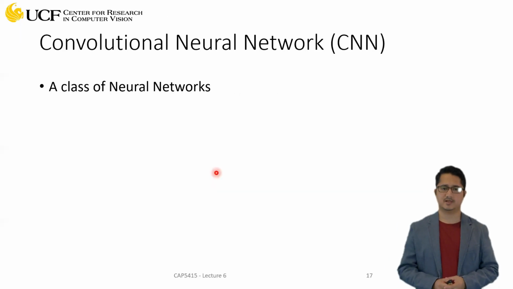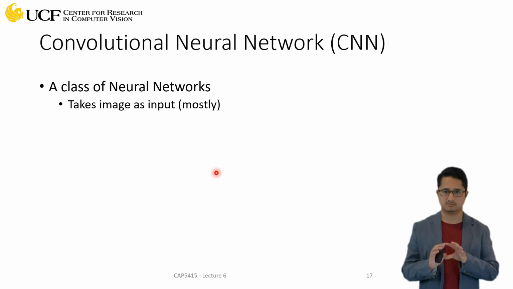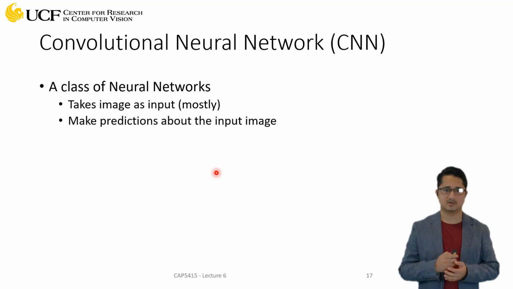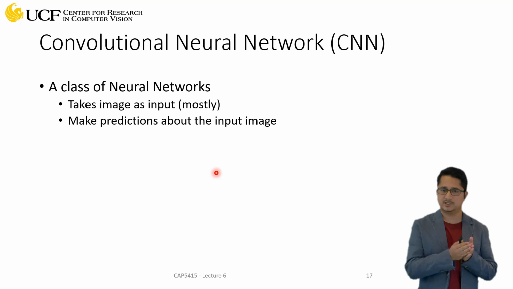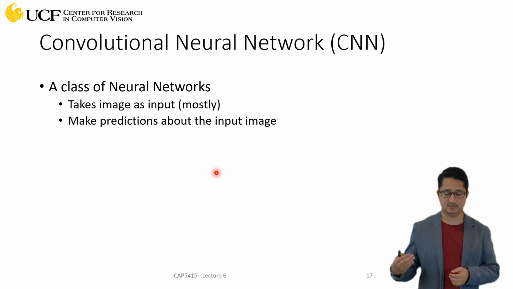Now let's try to understand and get an overview of these CNNs. So these again are a class of neural networks. The difference is they will take images as input. And I'm saying mostly because they might not take images, they might take something else as well. Okay. And what they will do is, given that image as input, they will make predictions about that image. And depending upon what problem you're trying to solve, the prediction will change.